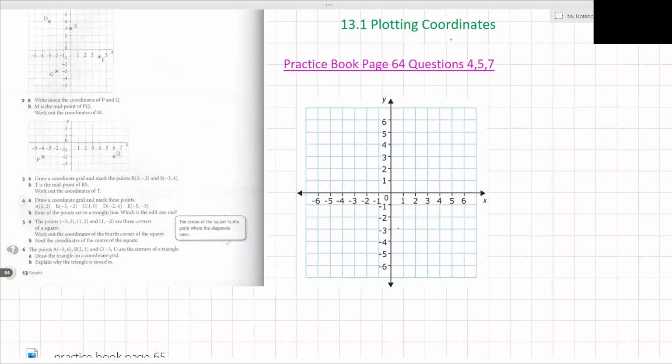As per your request, because I received requests from the students that they want me to solve questions 4, 5, and 7 in our practice book, I will solve these questions today. Before I solve the questions, we will revise what we took before that.